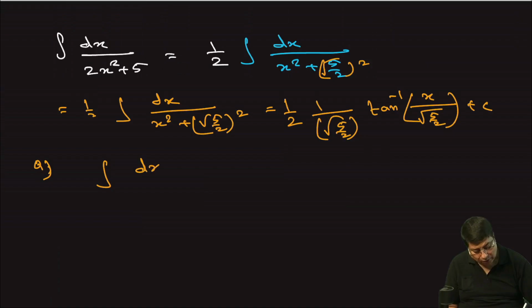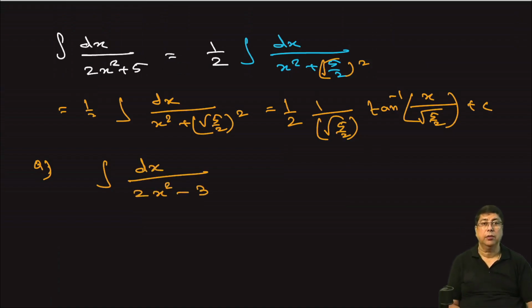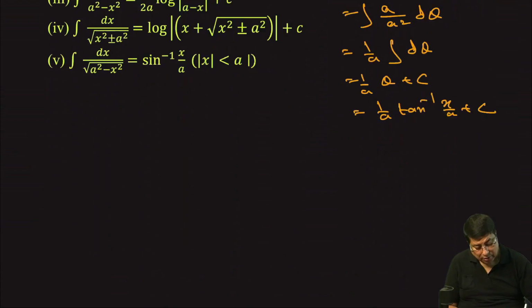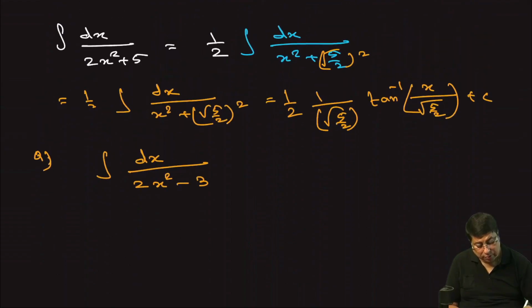Suppose integration of dx by 2x square minus 3. What to do for us? You see here, we have to match with this. Suppose this is x square minus a square, and whatever I am telling you, the numerical coefficient of x square should be unity. That is 1. So I can write here, if I take 2 common, dx by x square minus 3 by 2.